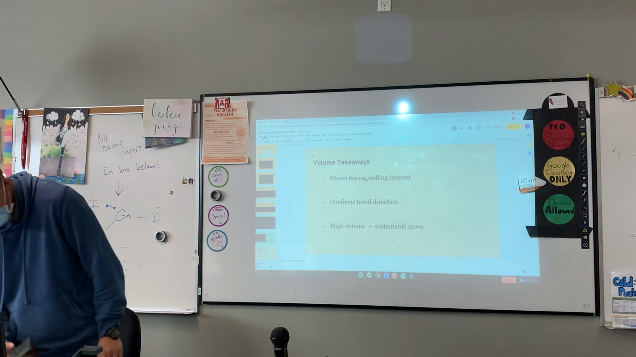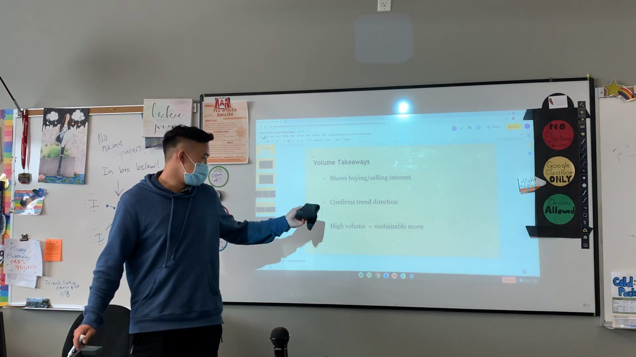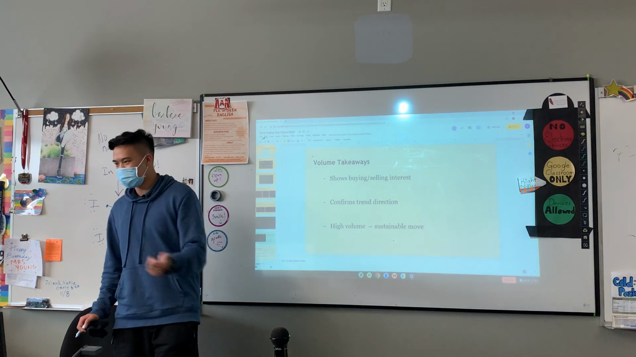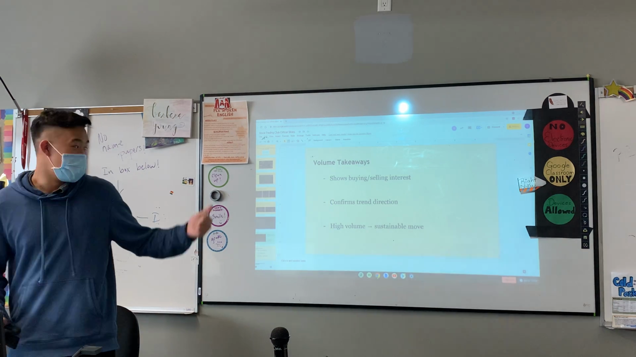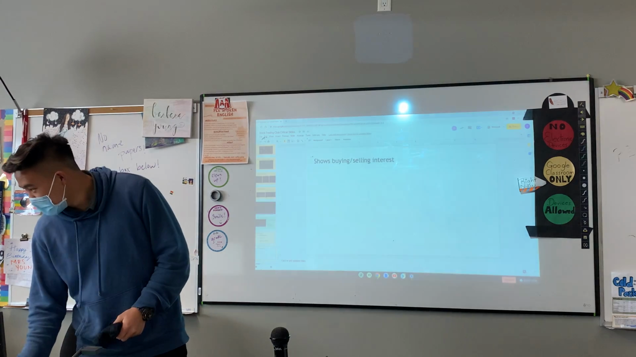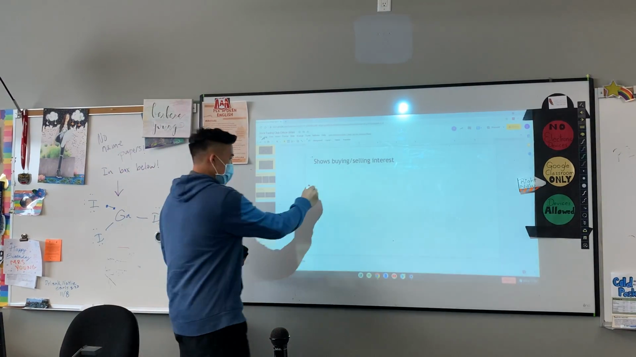There are three main parts of volume, three things you need to know about what volume shows. First of all, it shows buying and selling interest. Next, it shows trend direction. And lastly, if you see high volume, it's usually a sustainable move. So it shows buying and selling interest, right?